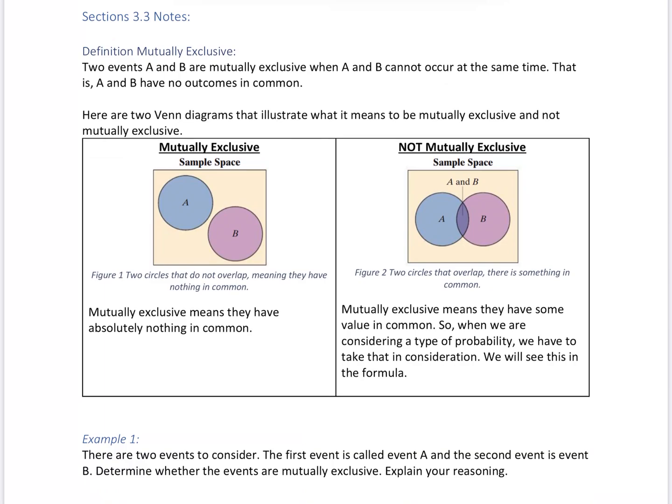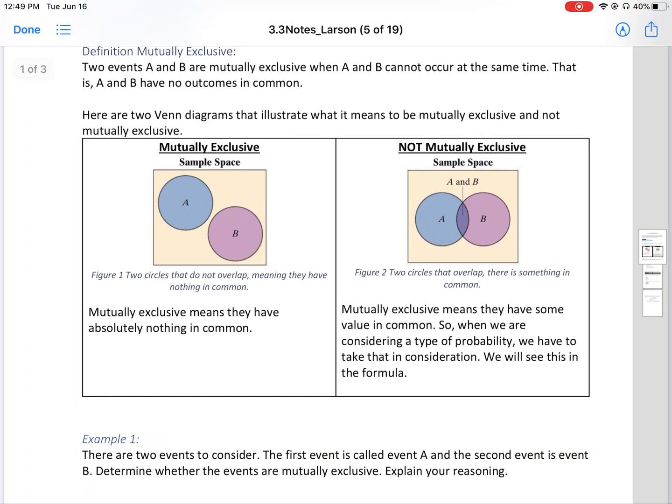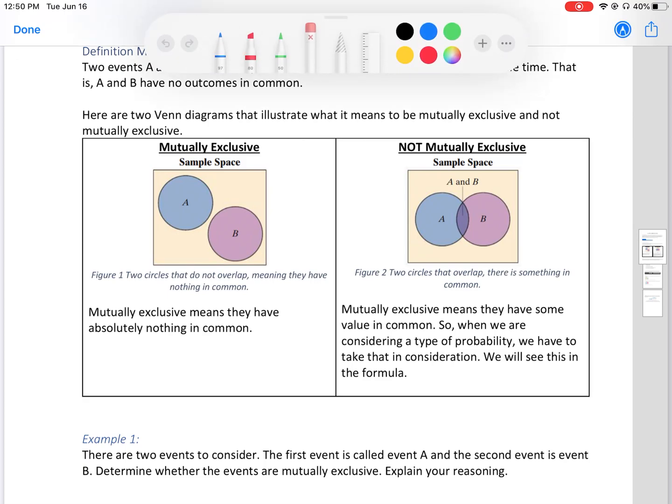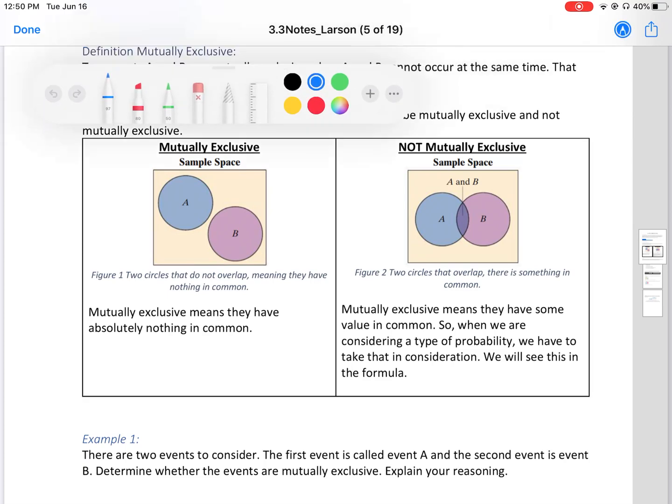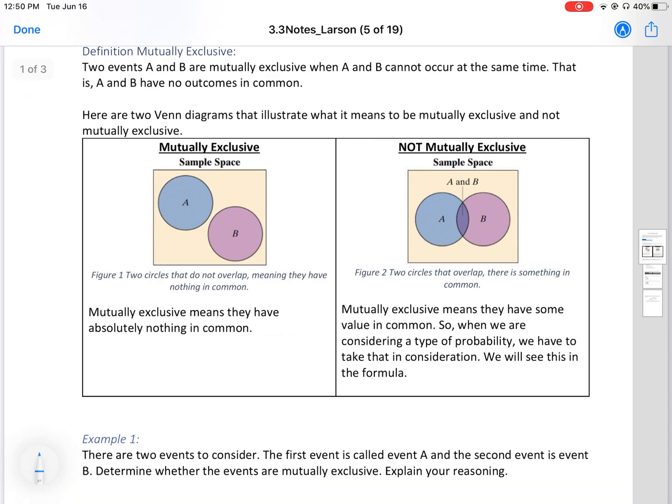So to begin, let's start with the definition of mutually exclusive and non-exclusive. Two events A and B are mutually exclusive when A and B cannot occur at the same time. That is, A and B have no outcomes in common. So when we think of A and B, think of these as two different events, event 1 and event 2. But in math, we like to refer to them as two different cases, A and B. That's where those letters come from.